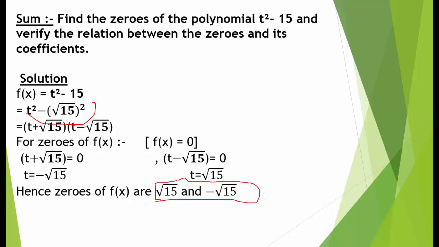These are the zeros. Now again to verify, we will find sum of zeros. Now sum of zeros is root 15 plus minus root 15. This will be cancelled out and the sum of zeros is 0. And from this, the sum of zeros is minus b divided by a, and b is 0. So again sum of zeros from both formulas, and by adding the zeros, same, that is 0. And for product of zeros, the product will be minus 15, and from here again we will get the product of zeros minus 15.